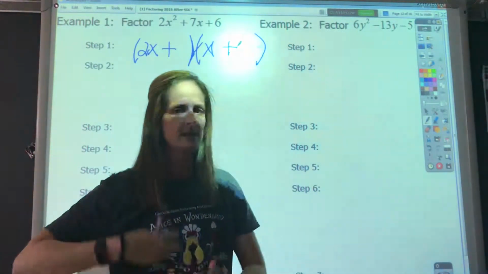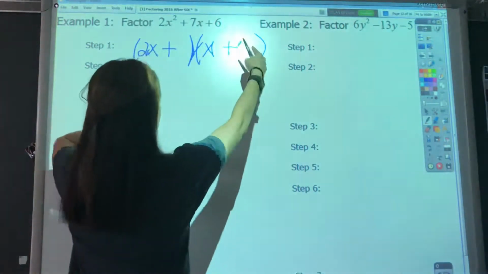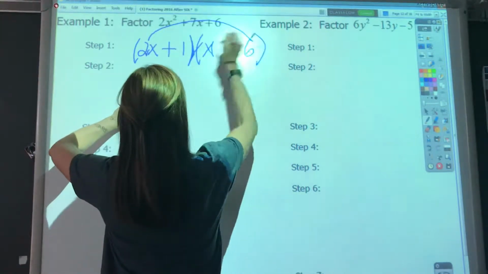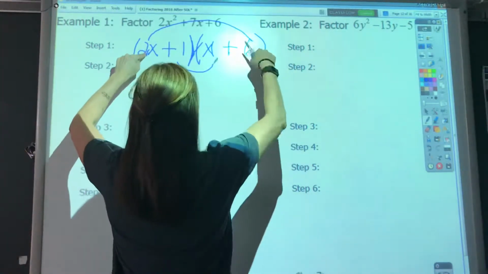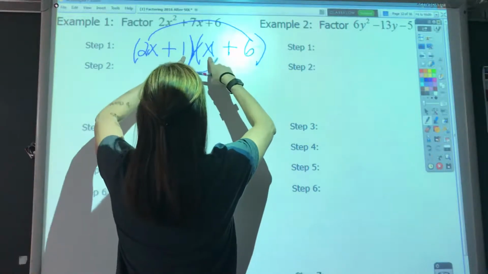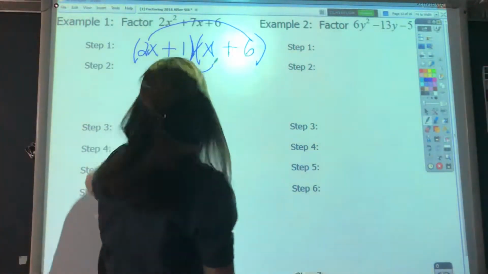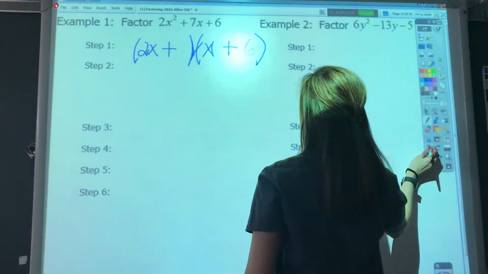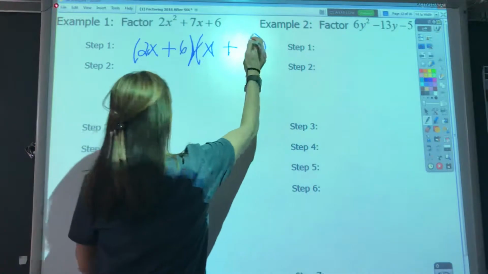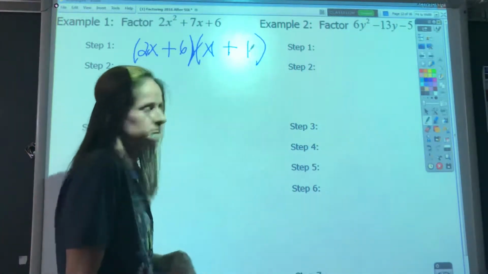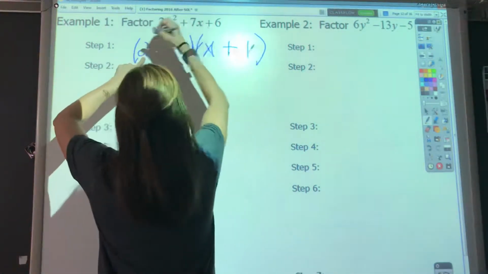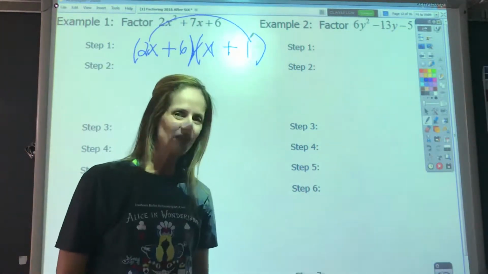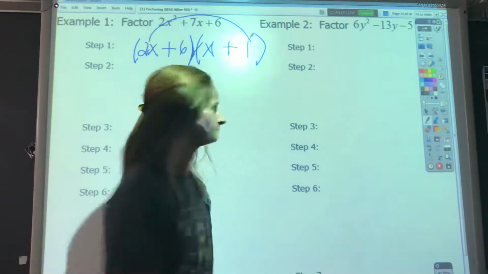And this is all done in your head, and it goes a lot faster. If I put the 6 here and the 1 here, when I multiply my outer and inner terms, I'm going to get 12x plus 1x. I'm going to get 13x, and I need a 7x. That's not going to work. So what about if I switch them? Put the 6 there, the 1 there. Let's try that. 2x times 1 is 2x plus 6x. Still not 7x. So the 6 and the 1 isn't going to work.